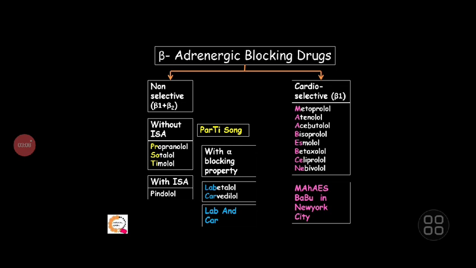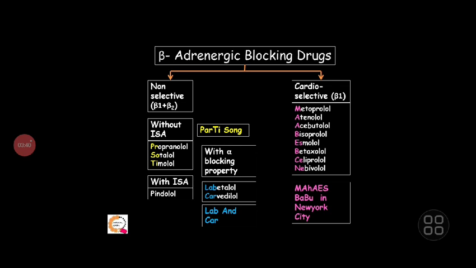And with ISA, means with intrinsic sympathomimetic property, there is a single drug and that is pindolol. All the beta blockers having ISA property may be used in clinical situations where non-ISA beta blockers are relatively contraindicated, like in sinus bradycardia, sick sinus syndrome, and chronic obstructive lung diseases.